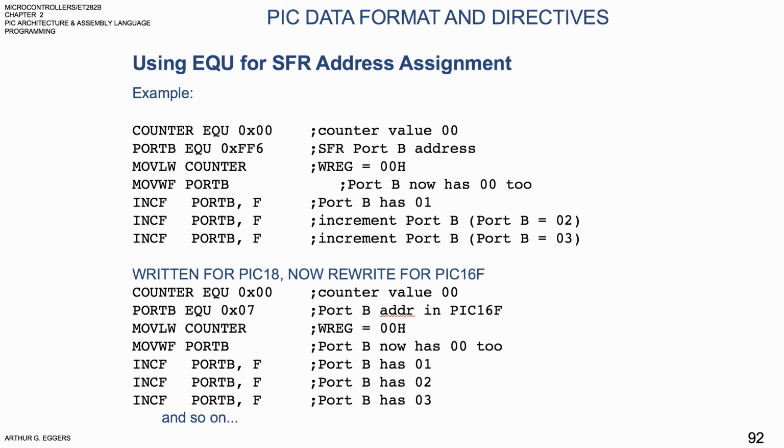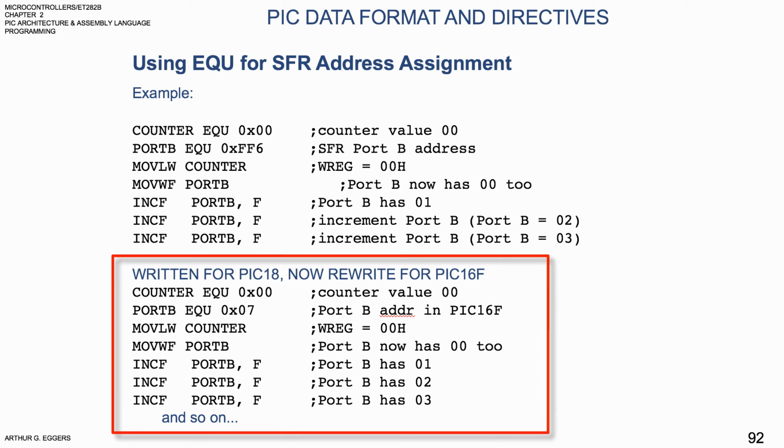The above was for the PIC18 family. If you use a different PIC controller, such as the PIC16, where PORTB is at a different address, you then change the EQU address for PORTB and reassemble the program to run it. So if we take a look here at the code below, counter EQU is set to 0, so that value is set. PORTB EQU 6 then is the address for the PIC16.